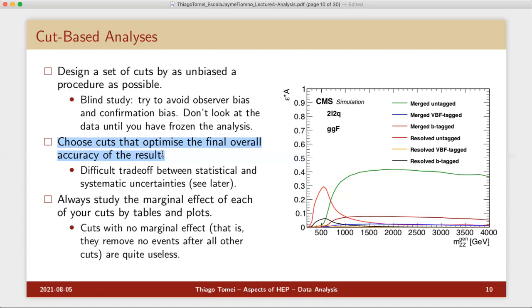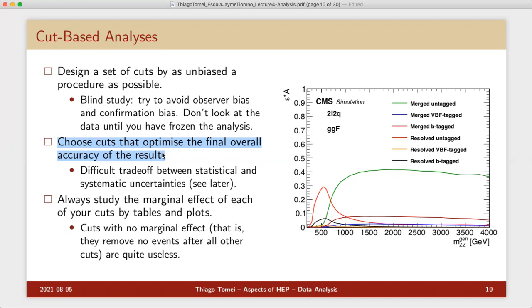Of course, there is a trade-off to be done here. The trade-off is that if you cut too much, you may end up with very little data, and then you have low statistical power. And it's a more general thing that you have to trade off between statistical and systematic uncertainties. And you'll see more of this later.